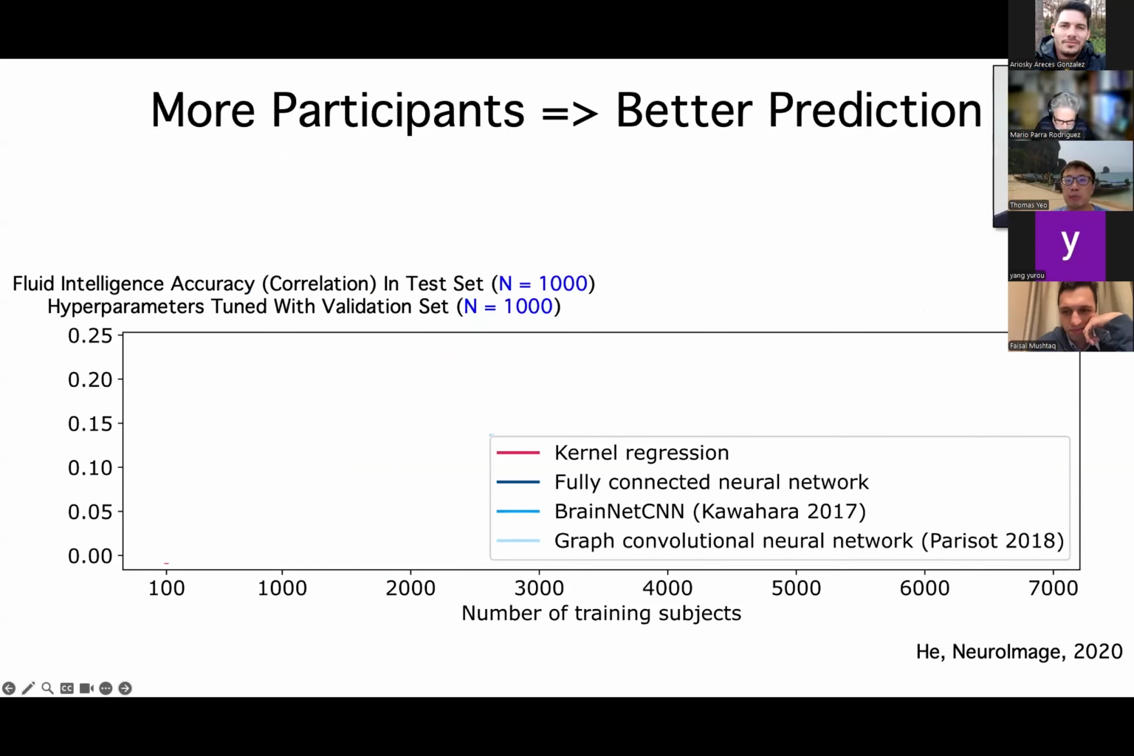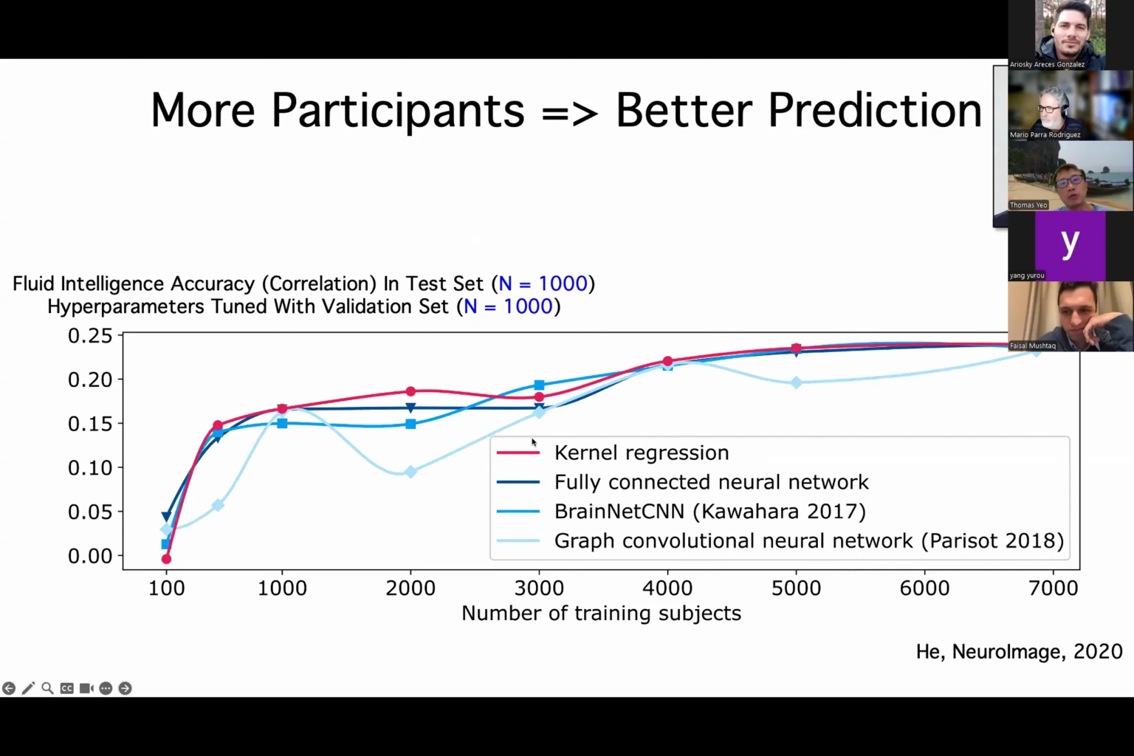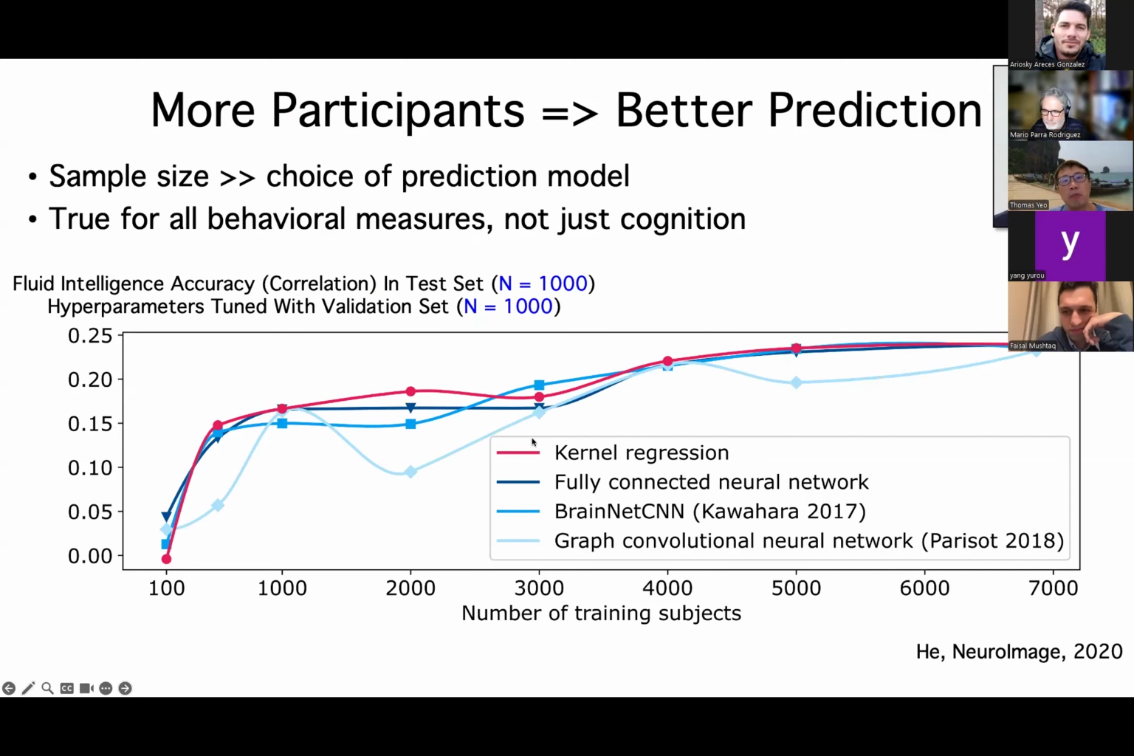So here's a UK Biobank experiment. My student He Tong trained different models to predict fluid intelligence. Here we consider kernel regression and 3 deep learning models. So the y-axis is the prediction performance, the higher the better. The x-axis is the number of training subjects. As the number of training subjects increases, all regression models keep improving. What is interesting is that sample size has a much larger effect than the different prediction models. And these results also hold true for other phenotypic measures.